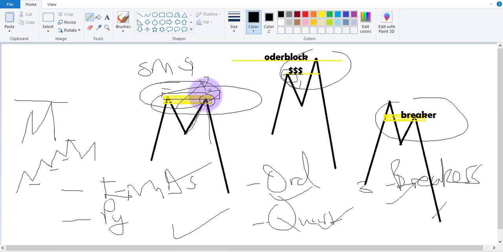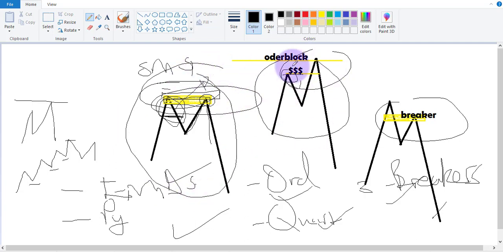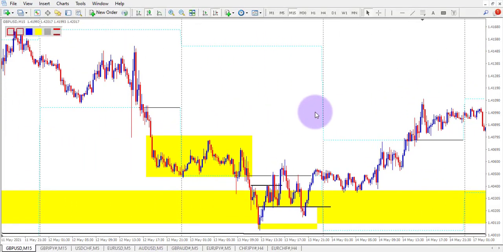But before we see this leg respecting this order block, we have to see some kind of a break in market structure in this area. With that being said, let's go to charts and see examples of this regular M. Then we'll come back and talk about this M. Right, so this is the type of M.